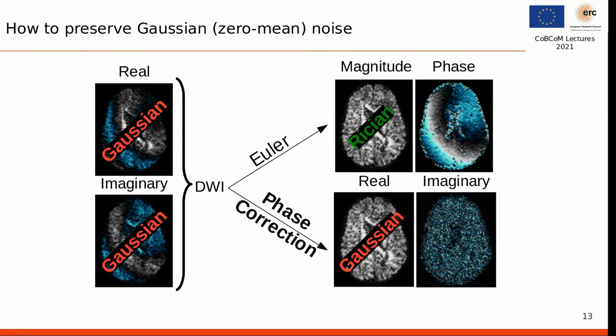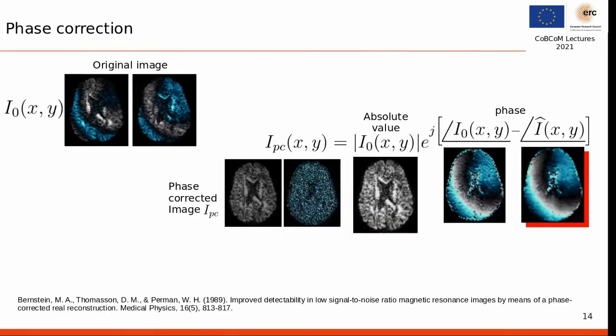It's important now to say that we can perform this procedure just because we can consider the diffusion signal to be positive. Indeed, what we are going to do now is similar to when we use the Euler representation. We will discard the phase. Here we will discard the imaginary image because it brings no information. So let's focus on how to perform phase correction.